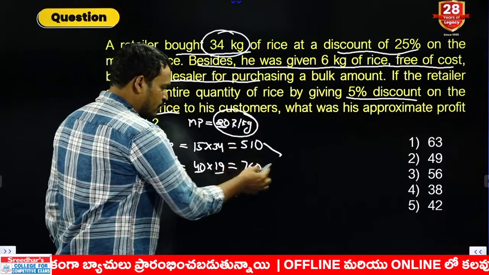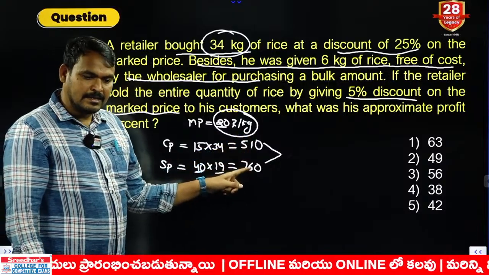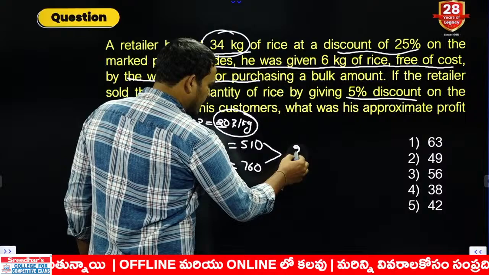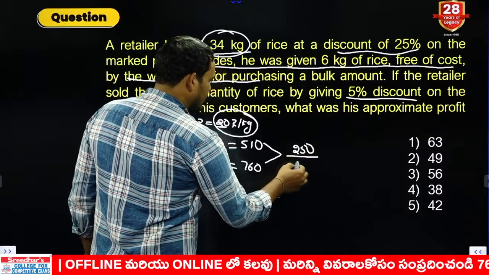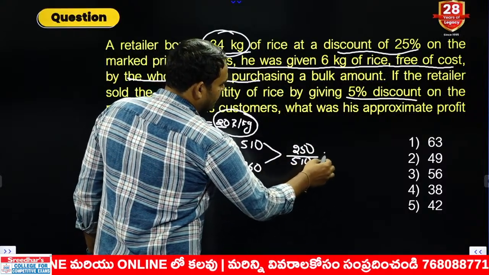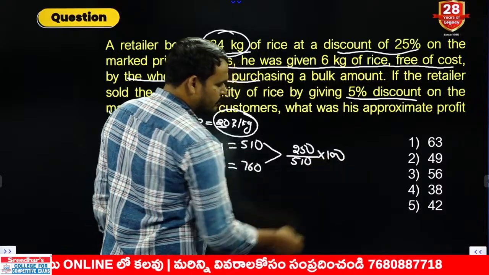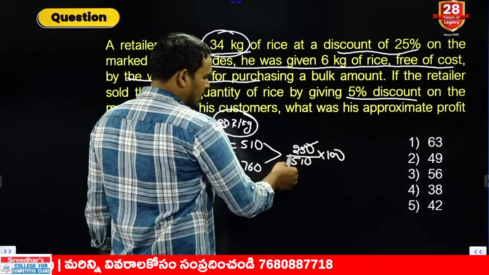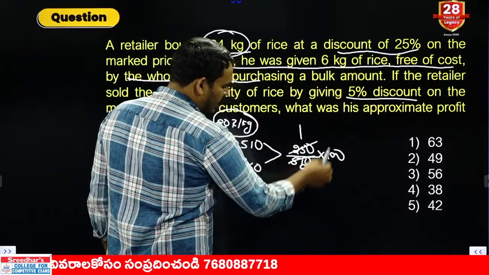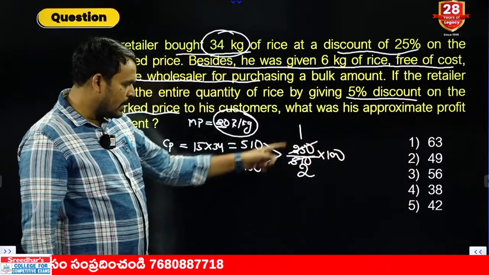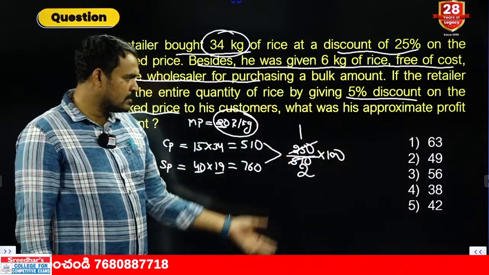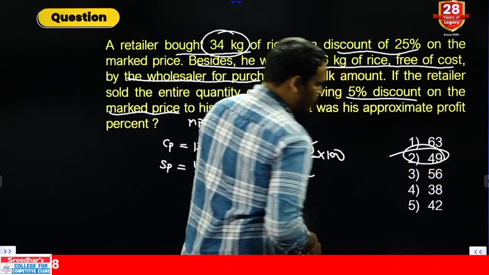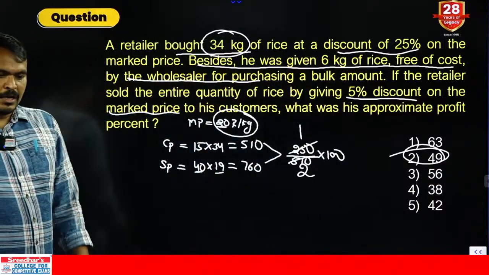How many rupees is the profit? 510 and 760 means what is the profit value? 250. 250 upon which one? 510 multiplied by 100. 250 by 510 into 100. That is exactly half value or not? Nearby half value. What is the nearby half value? Half of 100 means that is 50%. Then the answer is nearby 50%. What is the nearby 50%? 49.